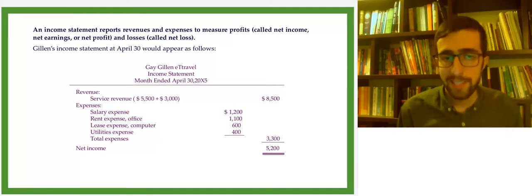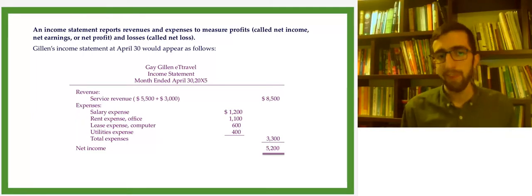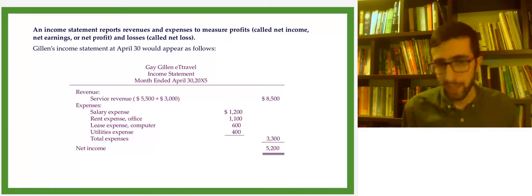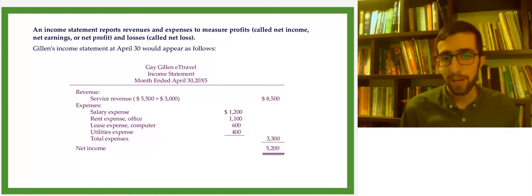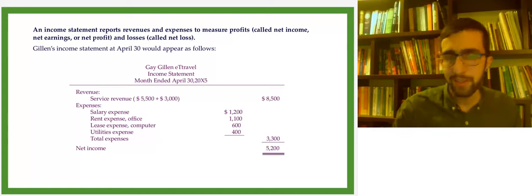Also, you can see that in Gillen's business, we have $5,200 net income because Gillen's revenue is $8,500. It is bigger than all expenses. And finally, we have net income.